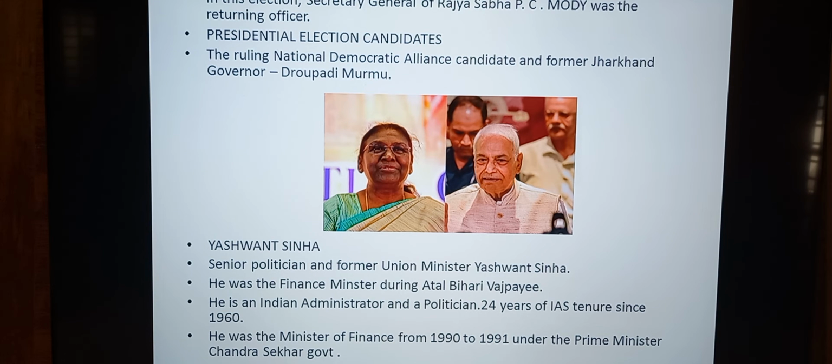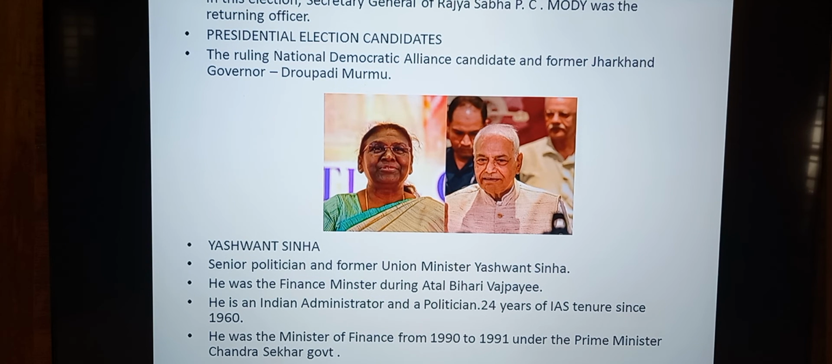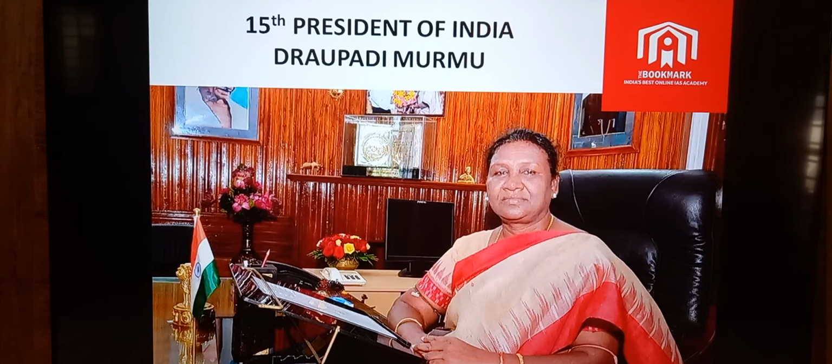In the presidential election we had two candidates: the ruling National Democratic Alliance candidate Draupadi Murmu, a former Jharkhand governor, and the second candidate, Yashwant Sinha, the senior politician and former Union Minister. He was a finance minister during the Atal Bihari Vajpayee tenure, and he is an Indian administrator and a politician. He had 24 years of IAS tenure since 1960, and he was Minister of Finance from 1990 to 1991 under the Prime Minister Chandrasekhar government. He served as Minister of External Affairs from 2002 to 2004.